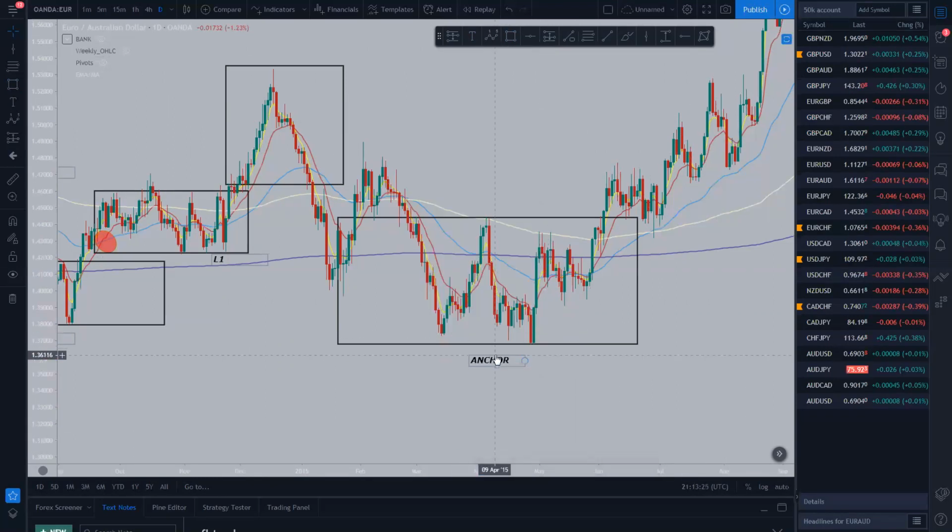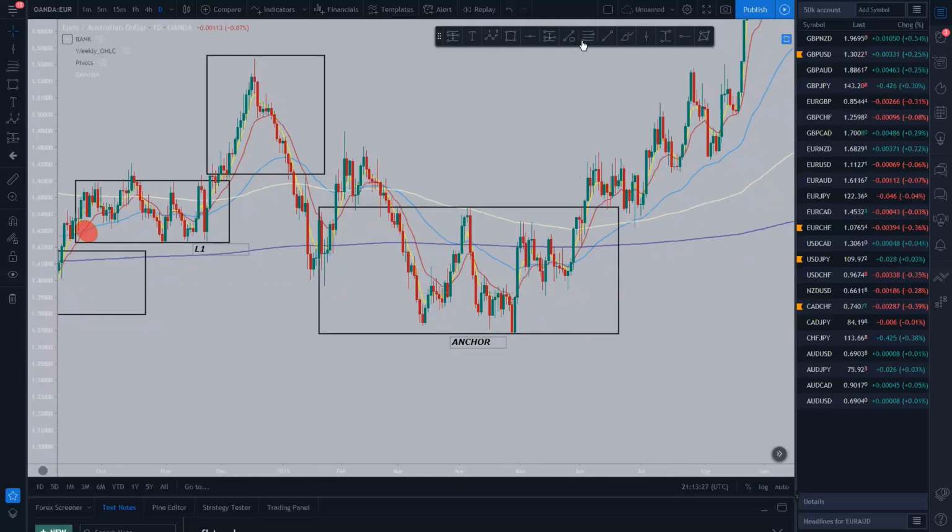So we're expecting another long. We have a massive anchor forming down here. Final close above the 13. Good to go.